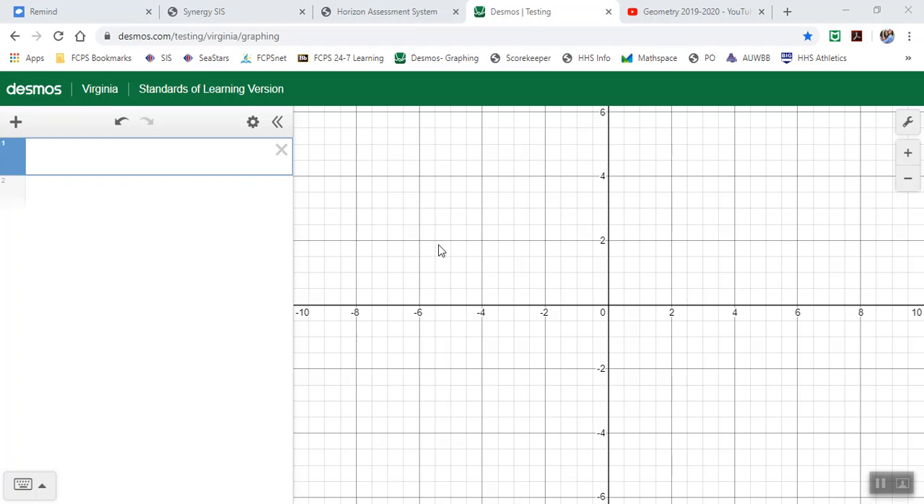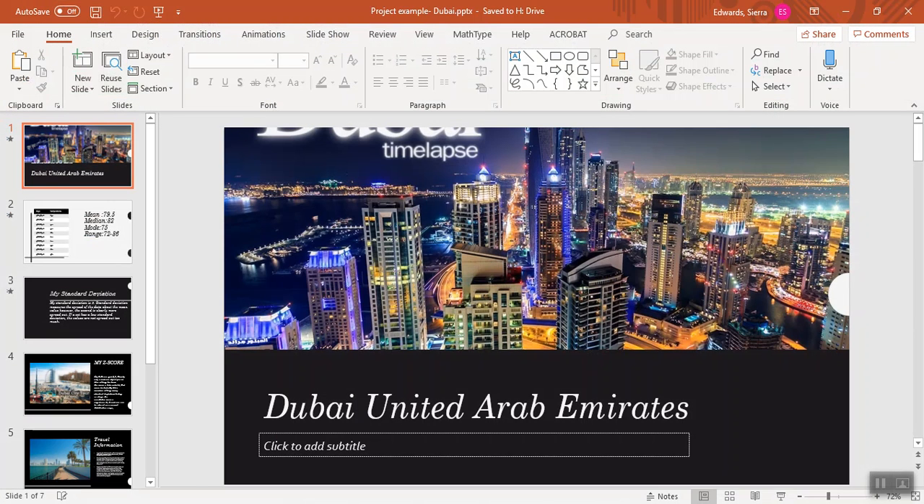Okay, so what I'm going to do is show you an example, and then go over kind of what your project is supposed to look like. Let me switch screens for a second. Okay, so here's a project example. The student did Dubai.